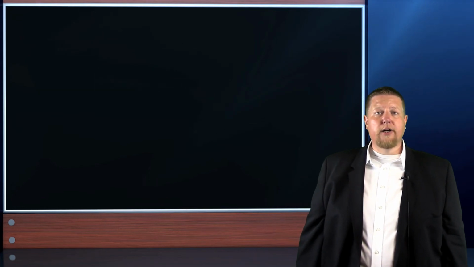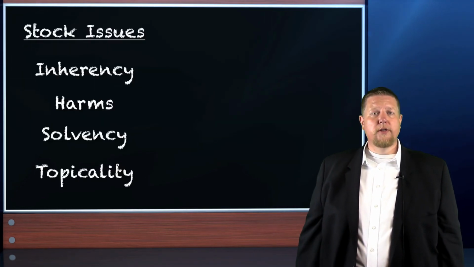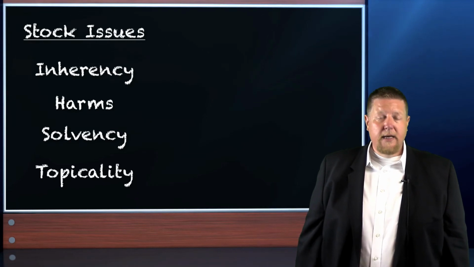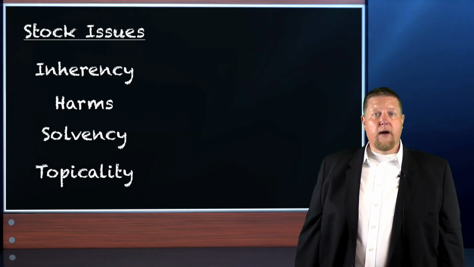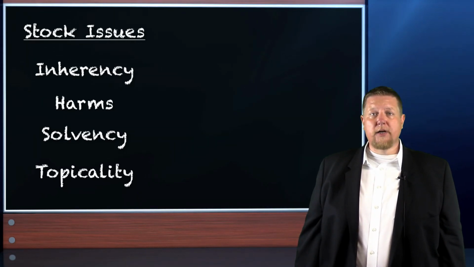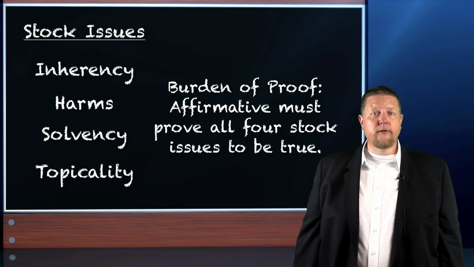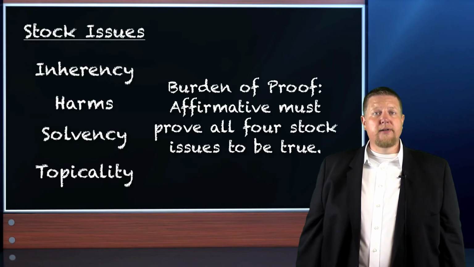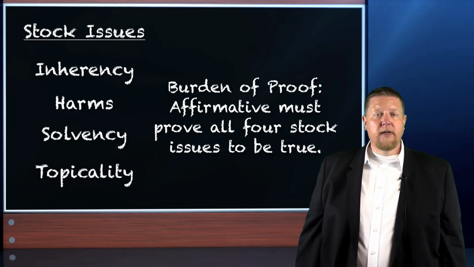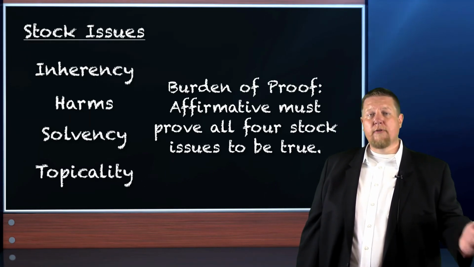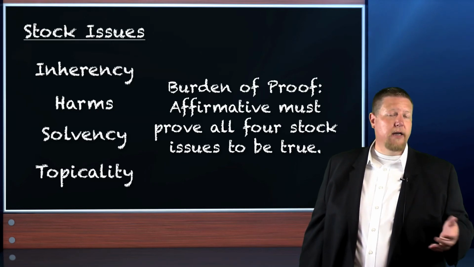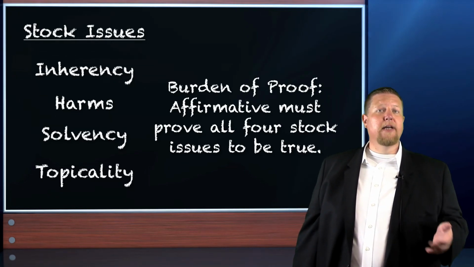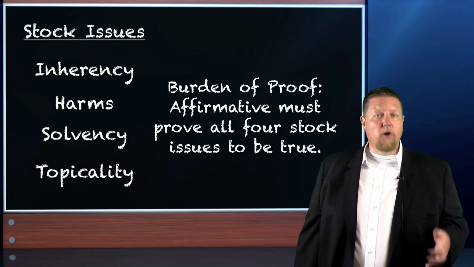So those are the stock issues: inherency, harms, solvency, and topicality. They aren't the only arguments you'll have in a debate round, but they will be part of every round because the affirmative team must prove all four to be true in order to meet its burden of proof. Thus, they are called stock issues because they are always debated in every debate round. Just like stock answer, stock in trade, or keeping something in stock, all are ways of saying that something is always available. Stock issues are always argued.